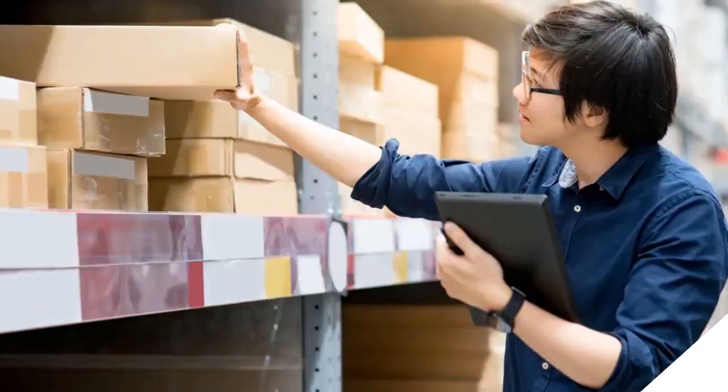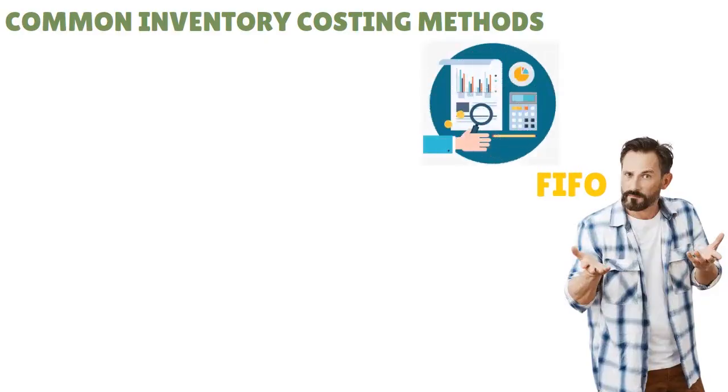FIFO stands for first in, first out. With the FIFO inventory costing method, the oldest inventory cost, in other words the first in, is sold or used first. The method assumes that cost of goods sold corresponds with assets assigned the oldest cost. An accountant then matches remaining inventory, the ending inventory, against assets more recently purchased or manufactured.